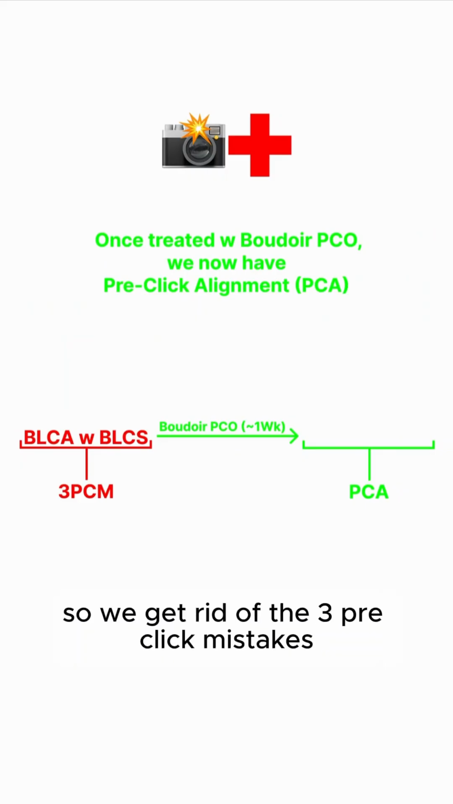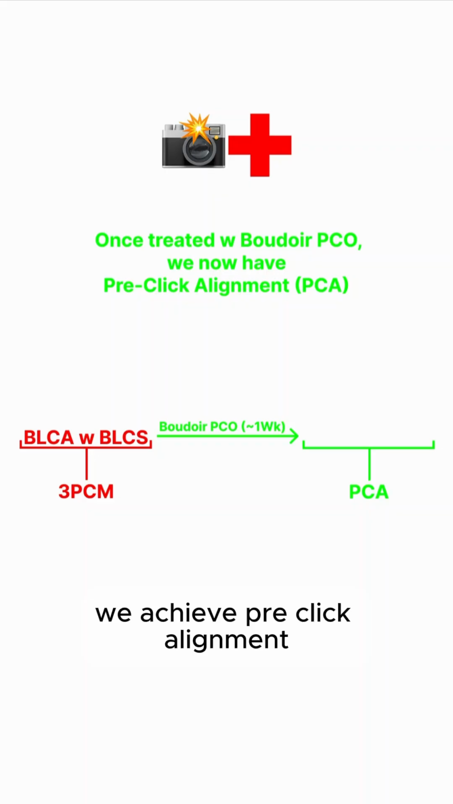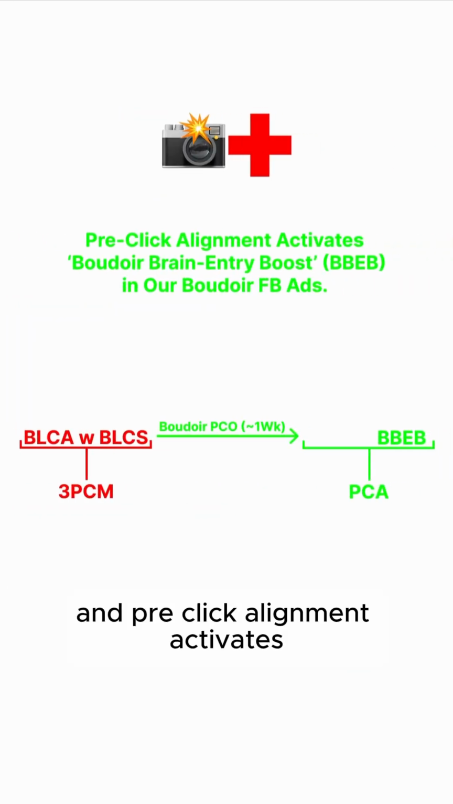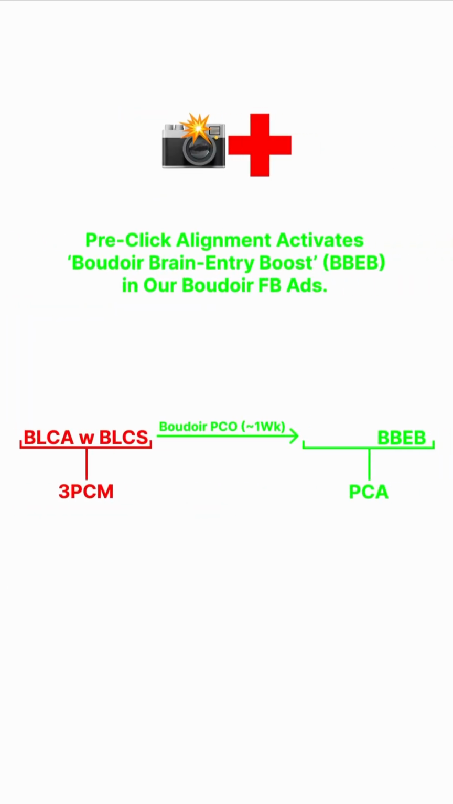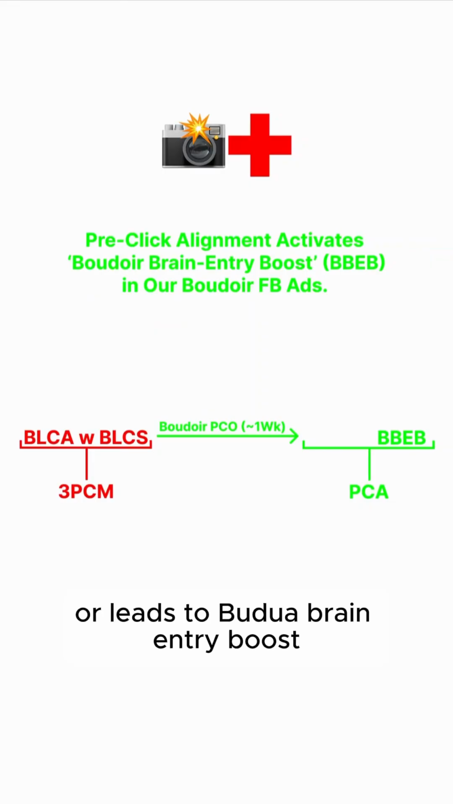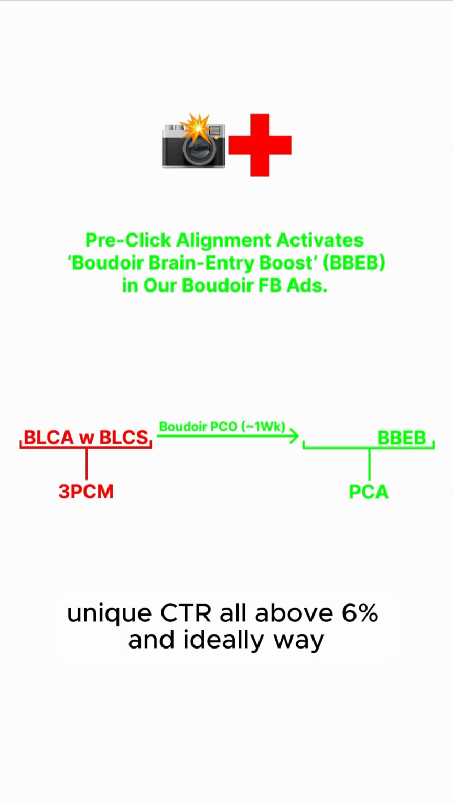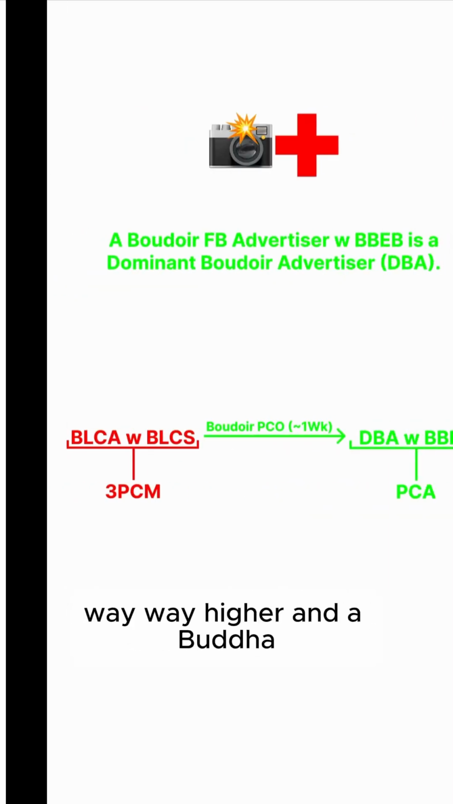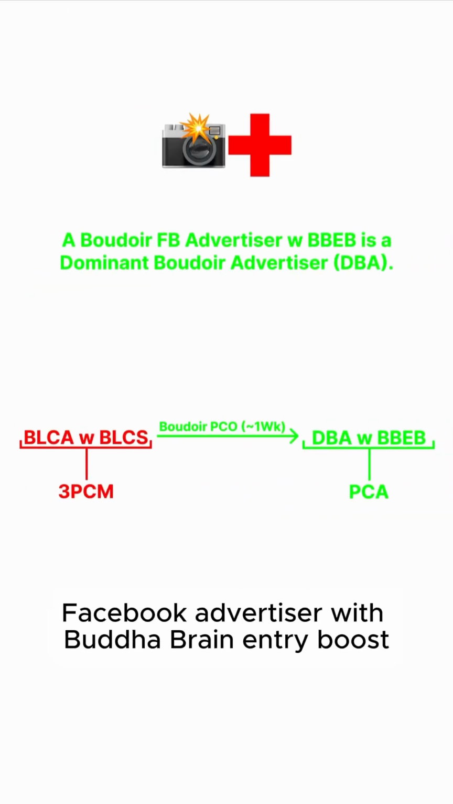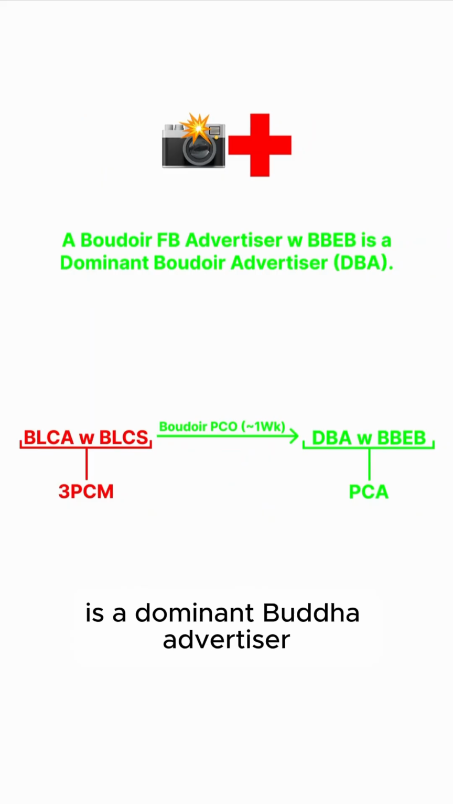So we get rid of the 3 pre-click mistakes. We achieve pre-click alignment. And pre-click alignment activates or leads to boudoir brain entry boost in our boudoir Facebook ads. Basically, we got our unique CTR above 6%, and ideally way, way, way higher. And a boudoir Facebook advertiser with boudoir brain entry boost is a dominant boudoir advertiser, a DBA.